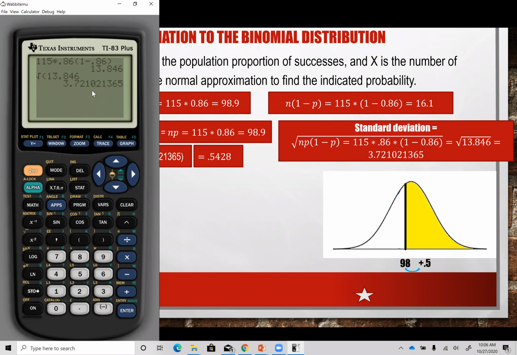You have to do that for every problem in 6.4. You have to find the mean and the standard deviation for all of them. And again, you can do it like this. For me, I do it in two steps, but you can just type it all in: 115 times 0.686 times 1 minus 0.86, and again, it's the same.